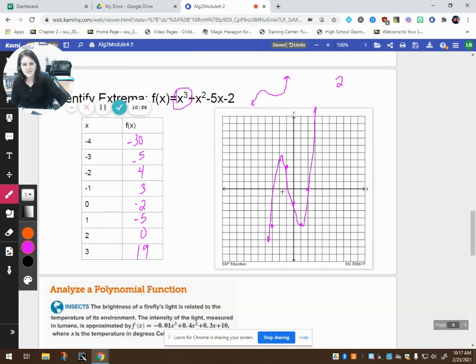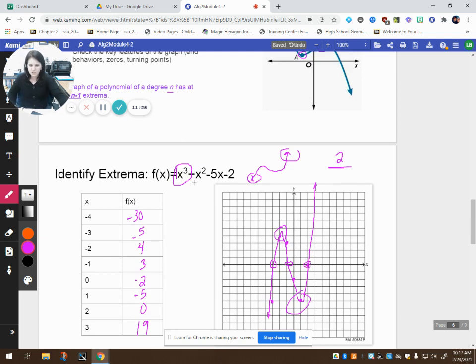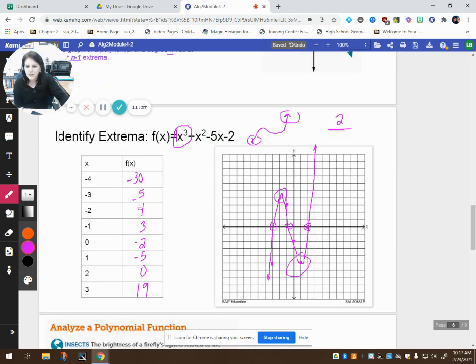Okay, so here's my rough sketch. We expected there to be at most 3 zeros. We've got 1, 2, 3. We expected there to be 2 turning points, 1, 2. We expected it to start with one end down and end with one end up, and that is exactly what happened. So we could tell a lot just by looking at the function. We knew a lot of things about it. And when we made our table, we knew that there was going to be a 0 between -3 and -2, right? Here's -3, here's -2. It crosses there somewhere in between.